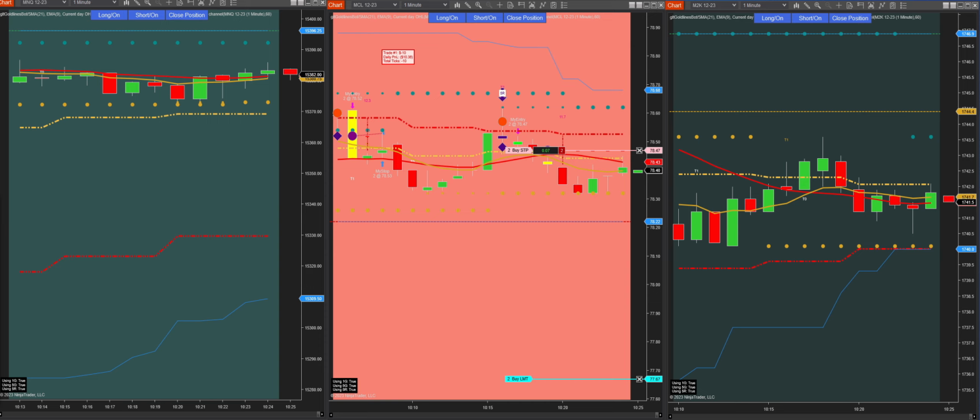Yeah, just not having a good feeling about this trade. Didn't have a good feeling about it from the get go. Let's see if we could speed up this trade here a little bit.